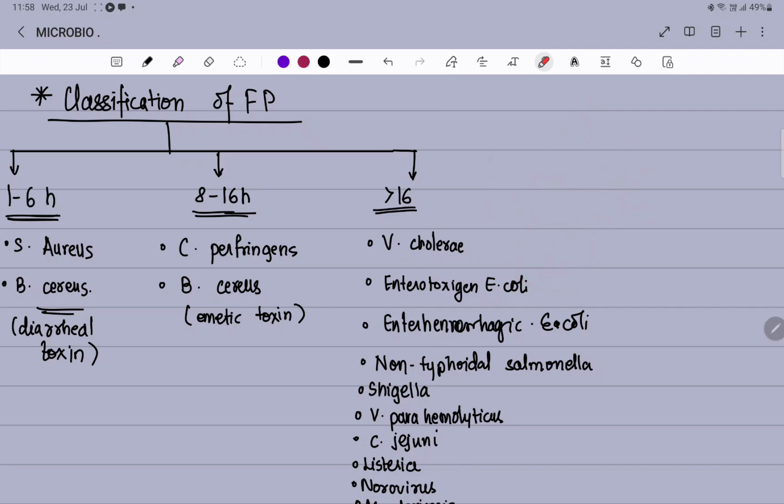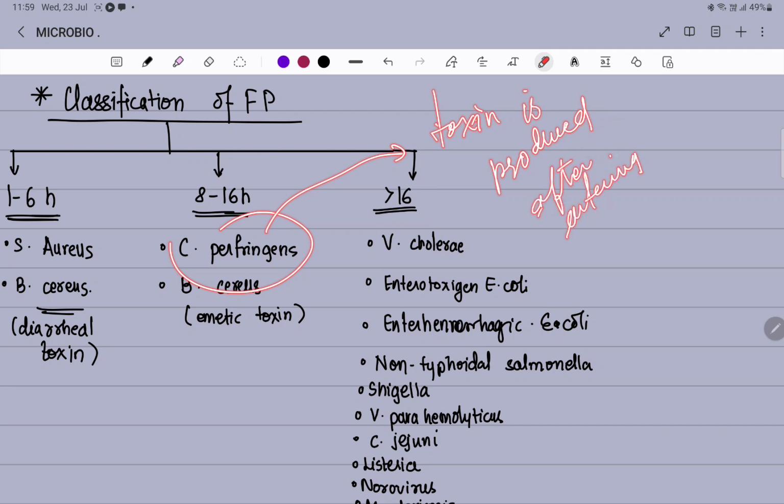When it is not refrigerated properly, they will multiply, and after ingesting, the toxin will be produced. So here the only difference is that it is almost the same, just the toxin is produced after entering the body. This is the only difference.